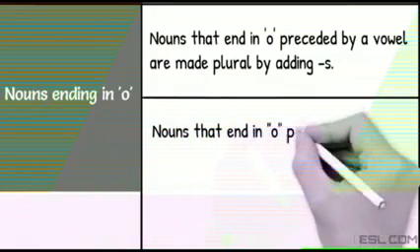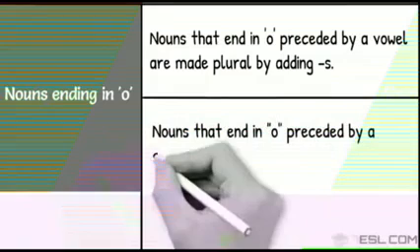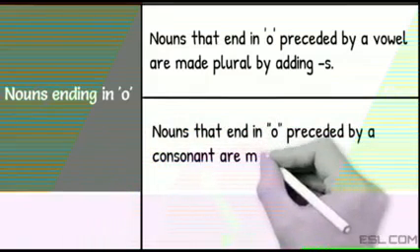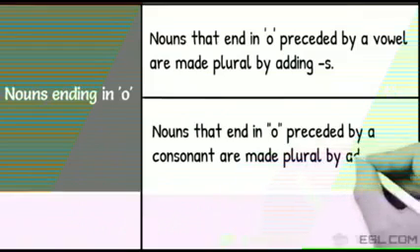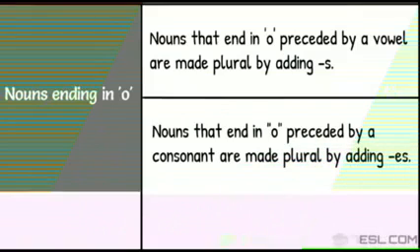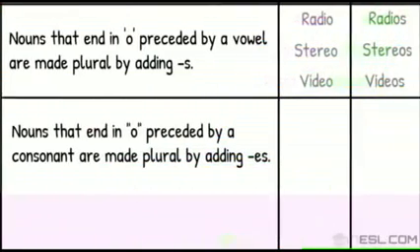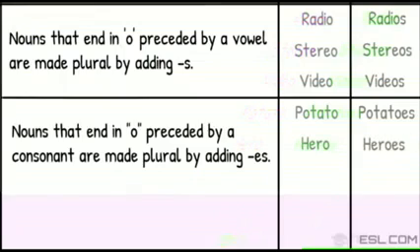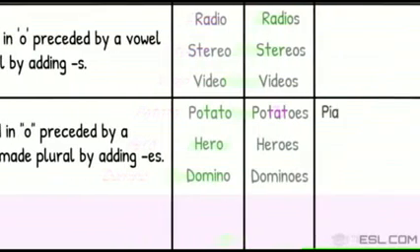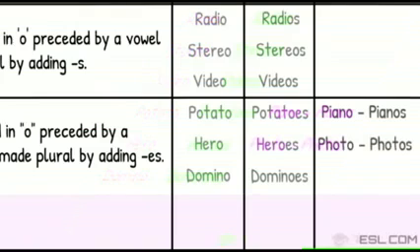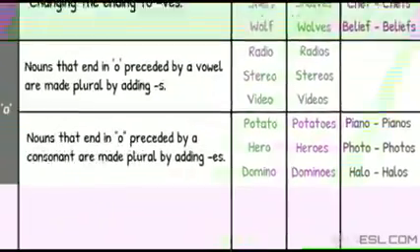Nouns that end in O preceded by a consonant are made plural by adding ES. Potato, potatoes. Hero, heroes. Domino, dominoes. Piano, pianos is an exception. Photo, photos also. Halo, halos are exceptions.